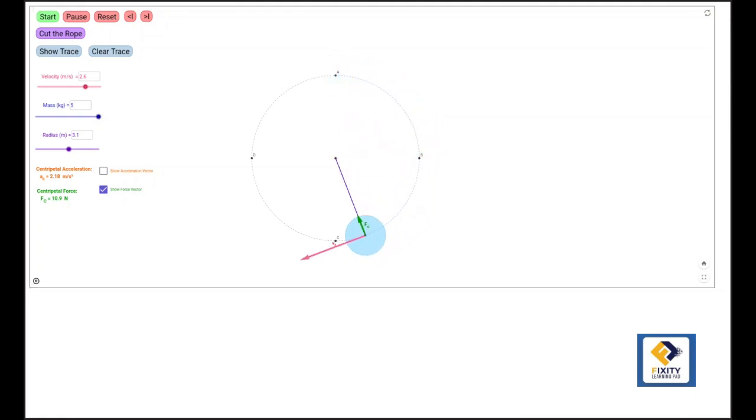Now let's cut the rope. The moment we cut the rope, you can see again the object is flying away tangentially to the circle. That means clearly there is some force which is keeping the ball in circular motion or in orbit. Get my point, students? Now, remember we were talking about why the planets and the moons always stay in orbit. Why are they not crashing into each other?